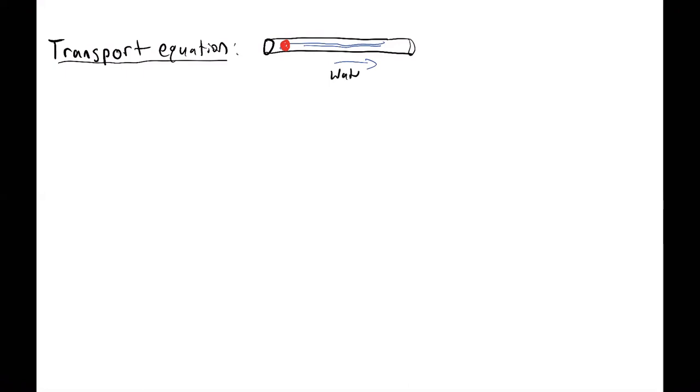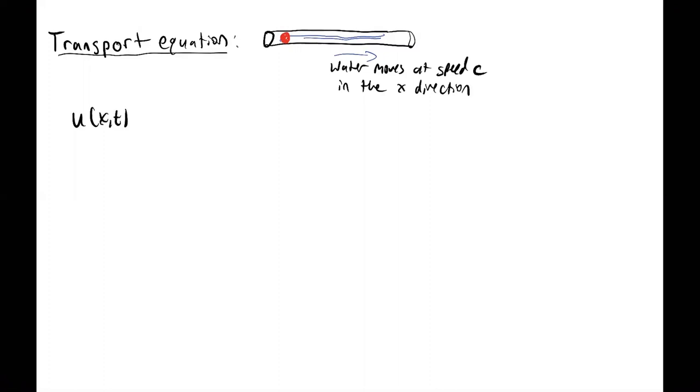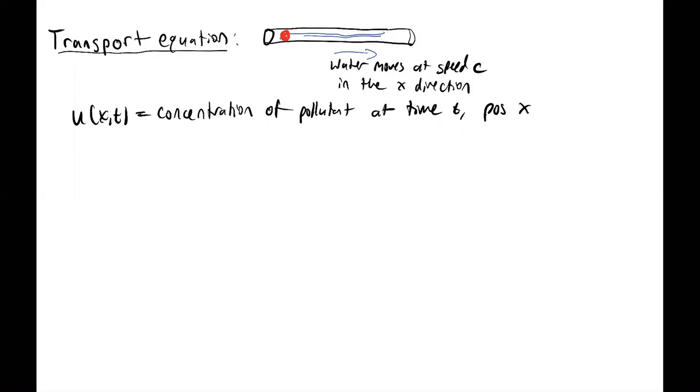And so say the water moves at speed c, and let's say it's moving horizontally, in the x direction, right? And so if we let u(x,t) equal the concentration of whatever this pollutant is at time t and position x, just as some quick review, where x is along the direction of the pipe, then we derive the following equation, which gives an approximation for the physical system: if you take the time derivative of u, then this has to be proportional to the x derivative of u. And the constant of proportionality is basically just the speed that the water is traveling. So the negative of that.